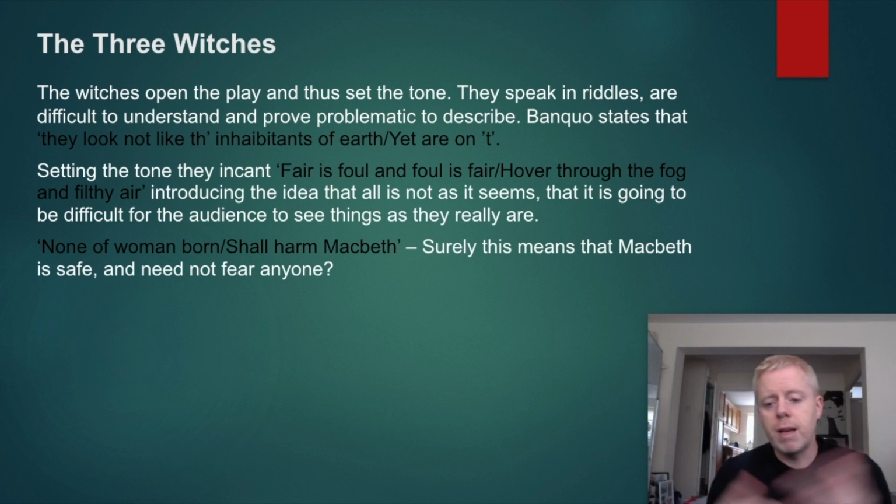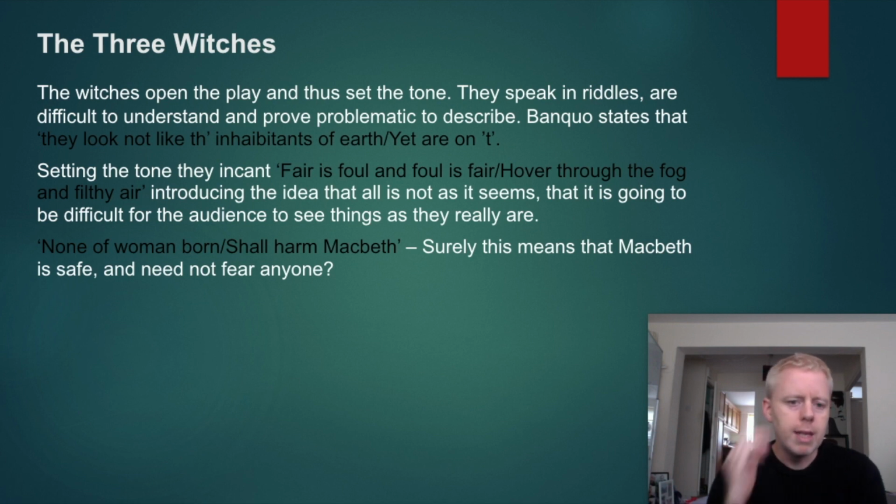If you look at different adaptations of Macbeth performances, the witches take on many different guises, from nuns to nurses, to strange creatures that are indescribable in terms of human qualities. Setting the tone, they incant "Fair is foul and foul is fair, hover through the fog and filthy air." Introducing the idea that all is not as it seems, that it is going to be difficult for the audience to see things as they really are at the outset.